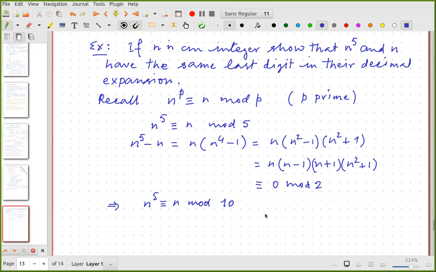So for any integer, n to the 5 and n end with the same decimal digit. The last decimal digit is always the same.